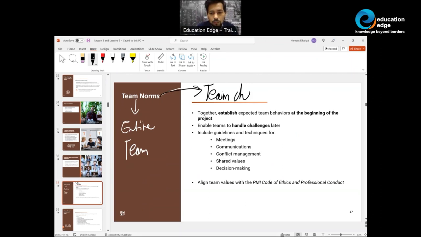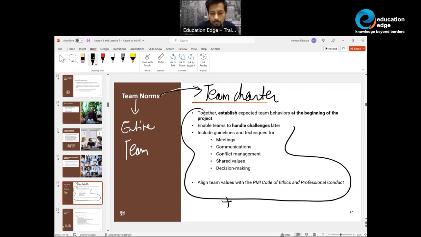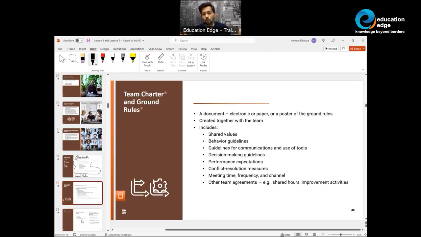The team charter contains team norms, which are listed here. The charter also contains ground rules. Ground rules are the expected, acceptable, and unacceptable behavior of the team. These are the code of ethics, right? Acceptable and unacceptable behavior of team members. Again, teams are responsible for putting together the ground rules, and ground rules and team norms are part of the team charter. Now, if you take a look here, what does a team charter contain? It contains shared values, behavior guidelines, how we are going to communicate, and the communication tools that would be used.